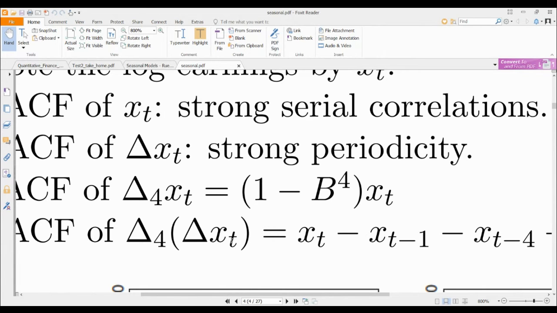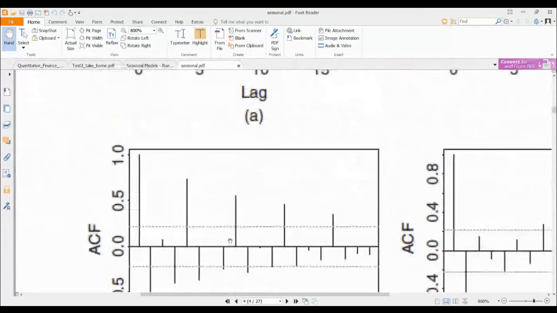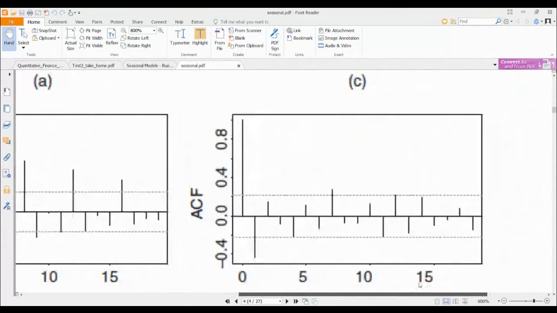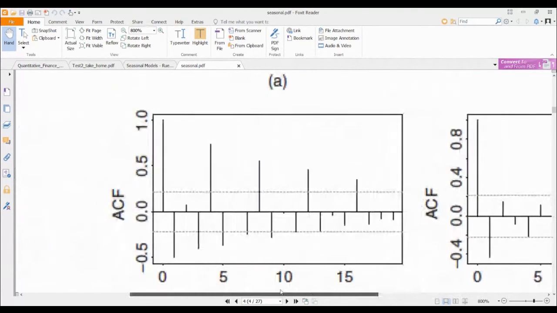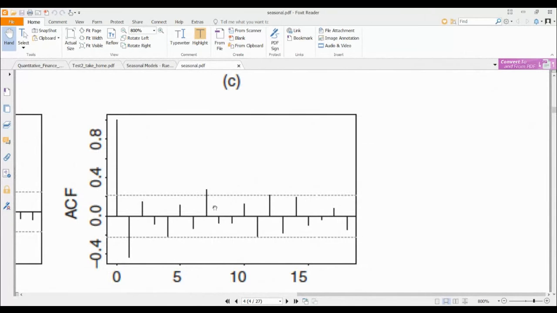Okay, so if we look at the ACF of the acceleration of earnings per share, now this one looks a lot better, right? Because in this one you don't really see an end of it. In this one, you can just use one. Maybe this one, right? But the others don't really pass the confidence intervals.